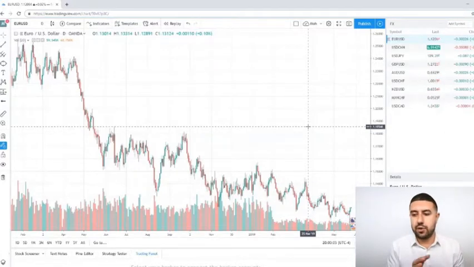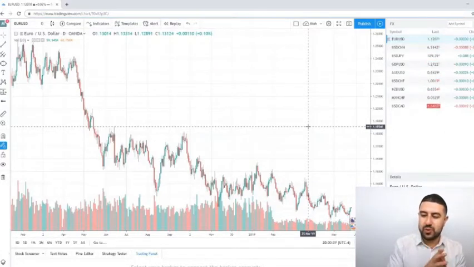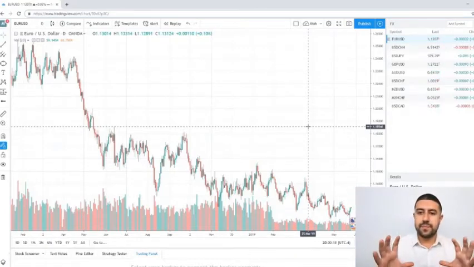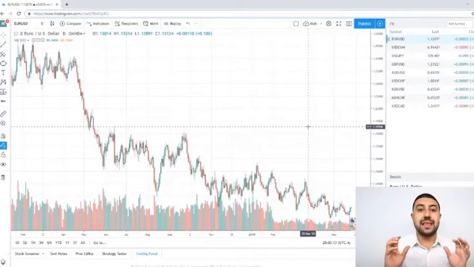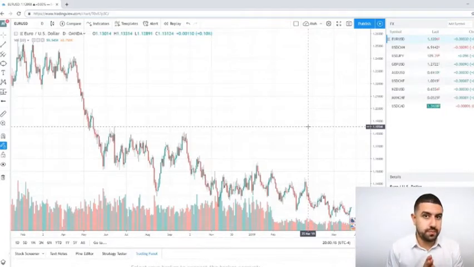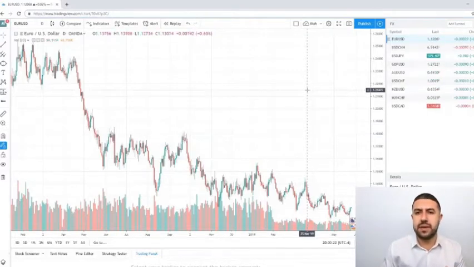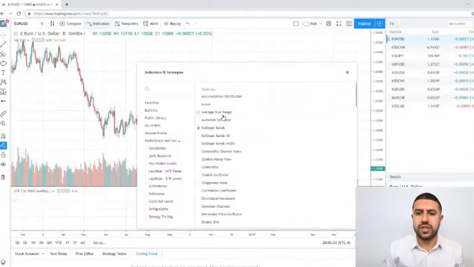I don't know if my example was good to get across what I want to say, but a mistake that new traders make is they try to use as many indicators as possible. I look at their chart and they have so many indicators. They just go in and add everything.